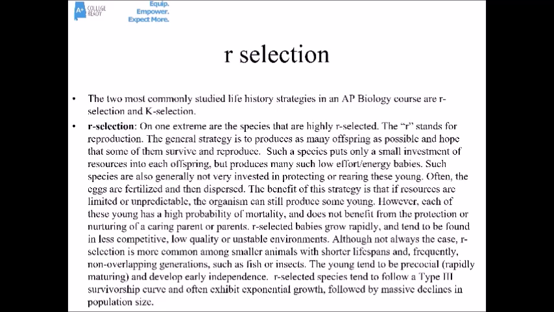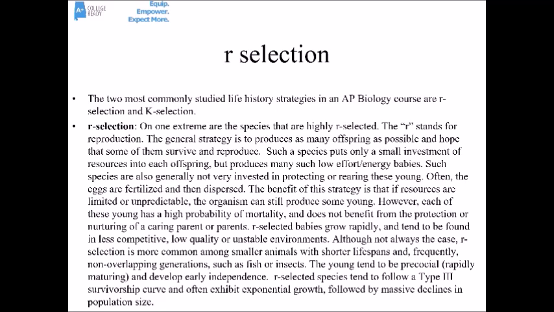These species put a very small investment of resources into each offspring. They provide very little parental care, very little effort to ensuring that each individual baby survives. They're not generally very invested in, again, protecting the young. Often, the eggs are fertilized and then dispersed, and the parent has no other contact with the babies. The benefit of this strategy is that it works to ensure that reproduction happens even if resources are limited and unpredictable.